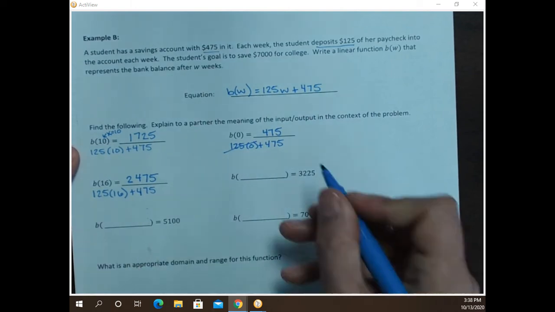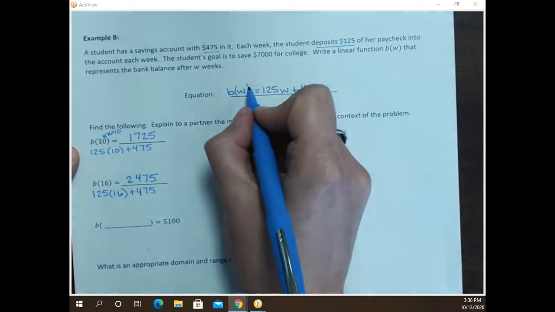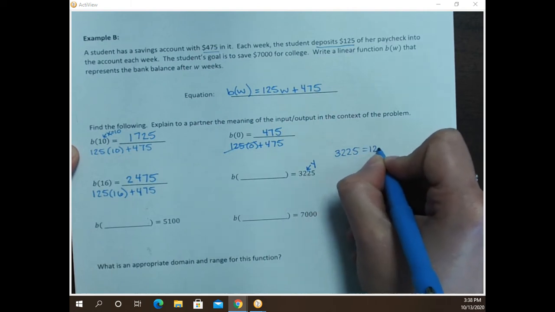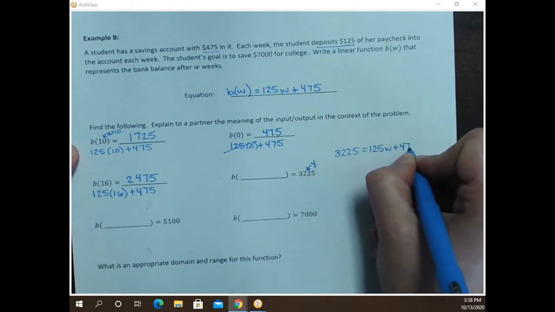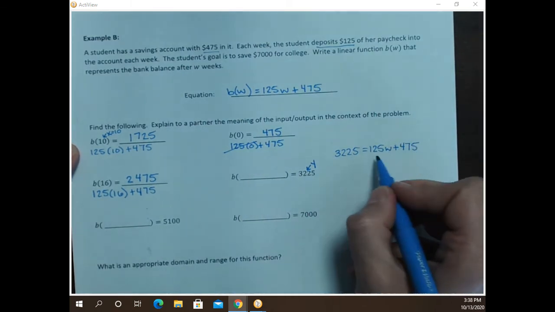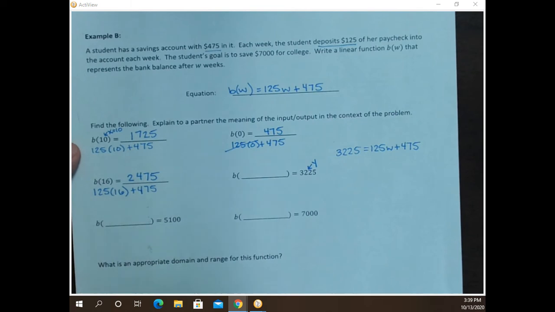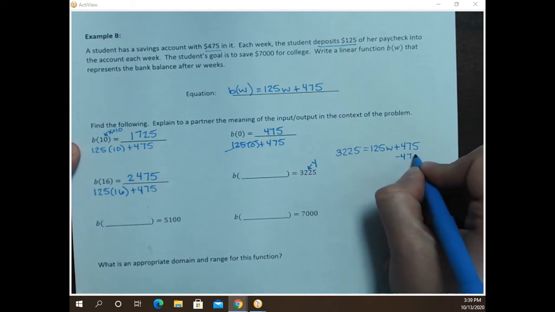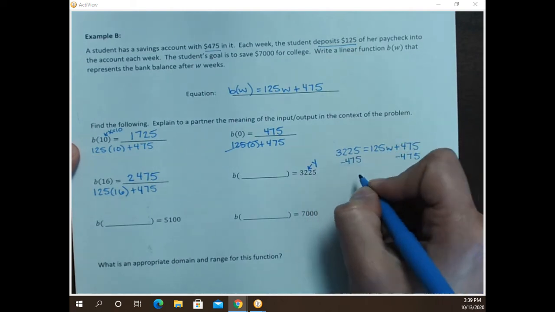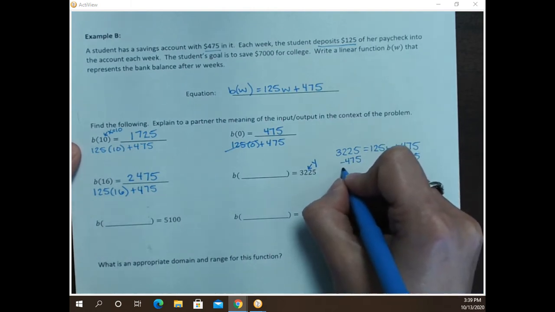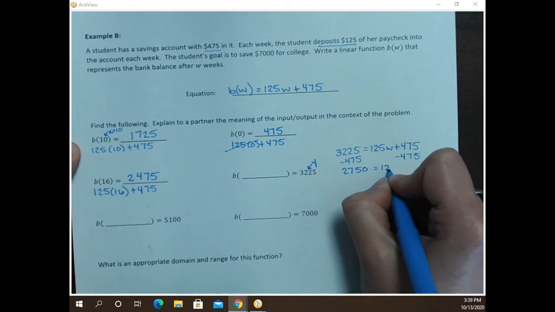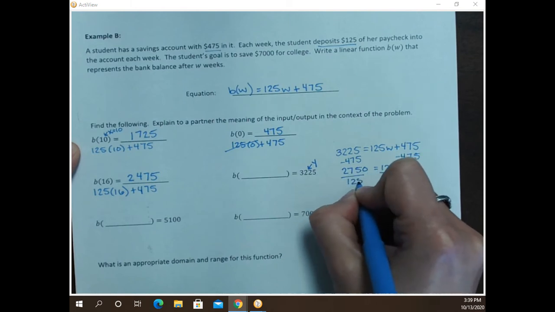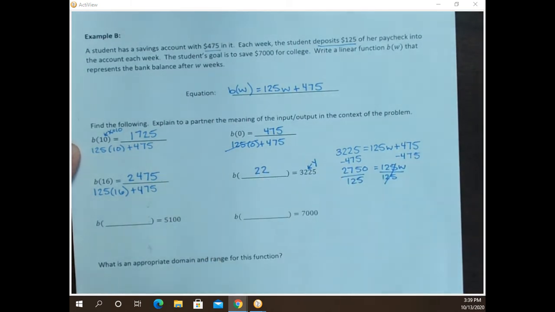For the last three problems, remember this time we know what the y is. So we're putting that in where we see b of w. So we would have 3225 equals 125w plus 475. And then what we're going to do is sort of unravel this to get w by itself. So in each of these problems, my number on the left is going to be different, but our steps are going to be the same. So I'm going to start by subtracting 475 from both sides. So that would give me 2,750 equals 125W. And then divide both sides by 125 to get W by itself. And we would get 22 for W.